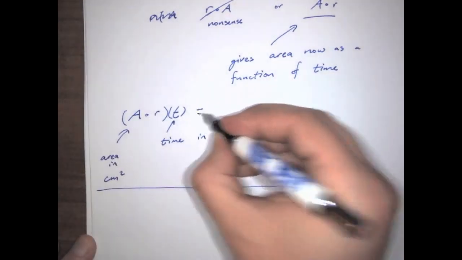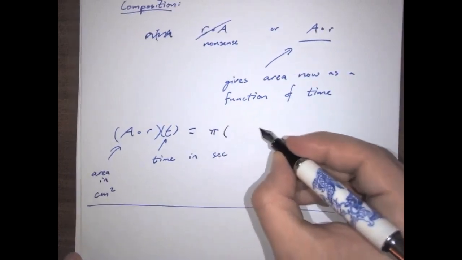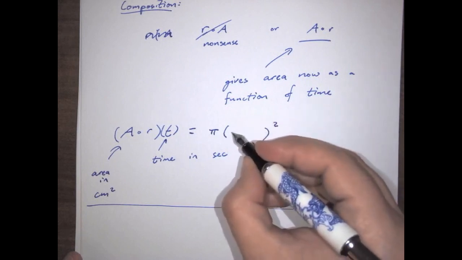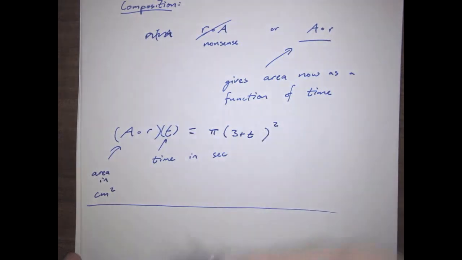And actually the formula here is going to be exactly what you think. It's going to be pi times r squared, and the r here is going to be 3 plus t. And we'll just leave it like that. We won't bother simplifying it at all.